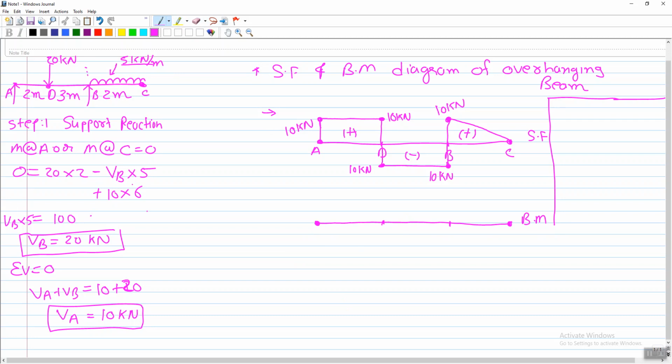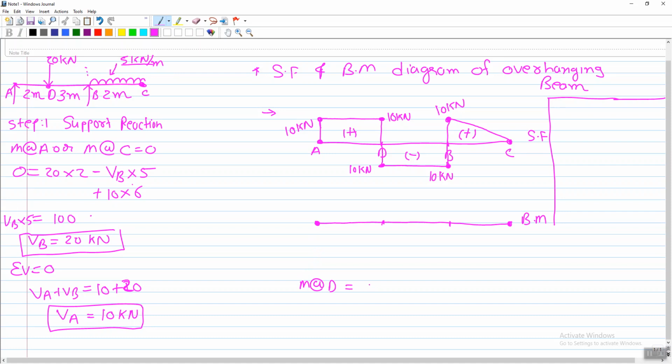At which points do we have to find the bending moment first? Here, at two points the shear force is 0, at point B as well as at point D. The moment at point C is 0. So we are going to find the moment at point D as well as at point B. First of all, let's find the moment at D.